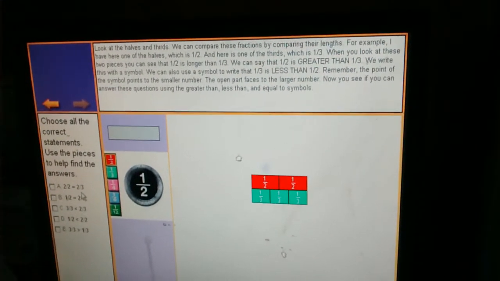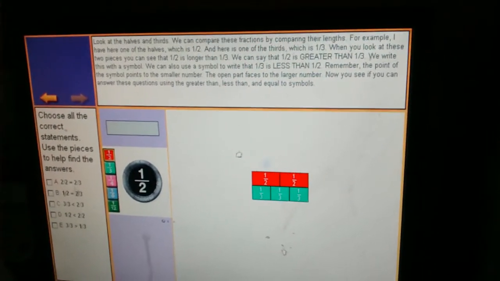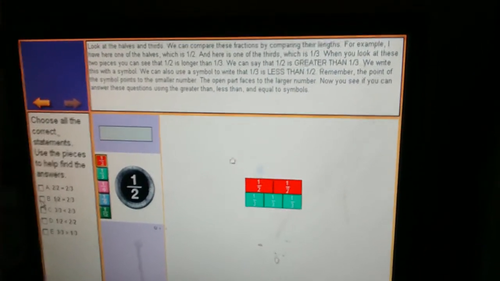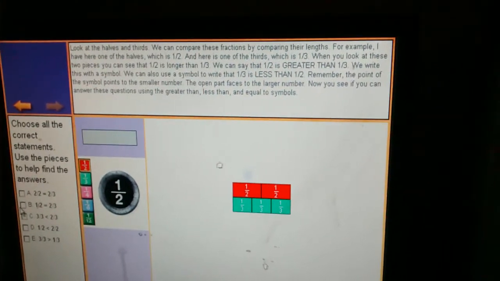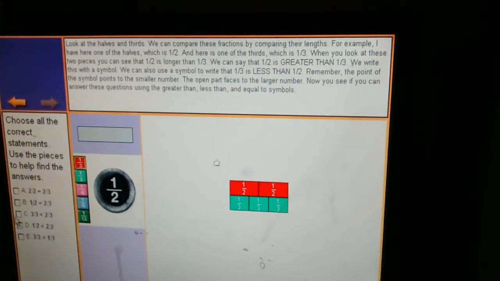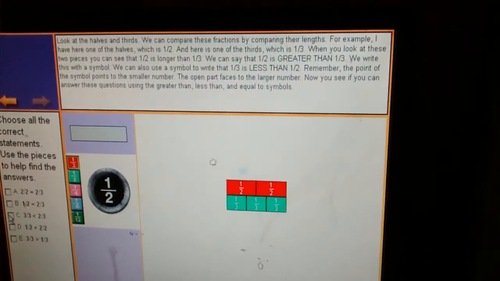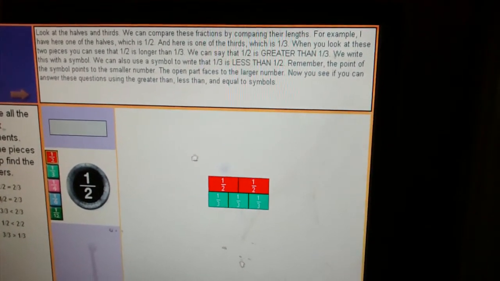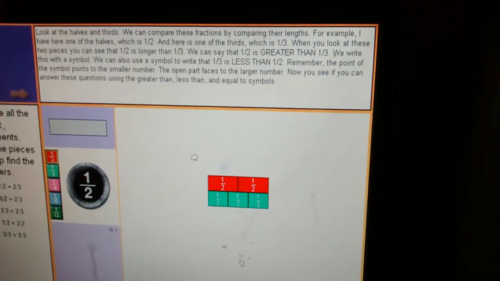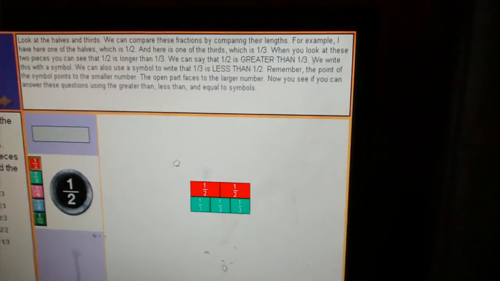2 halves is not equal to 2/3. No. 1/2 is equal to 2/3. No. 3/3 is smaller than 2/3. No. 3 out of 3 is less than.